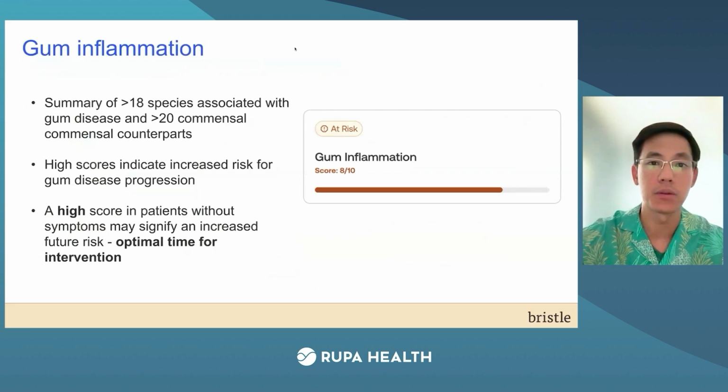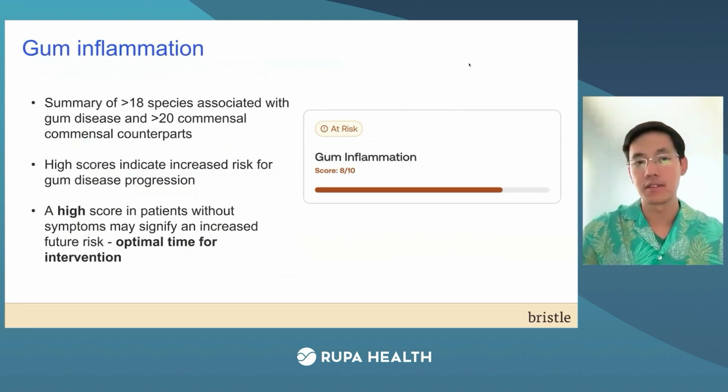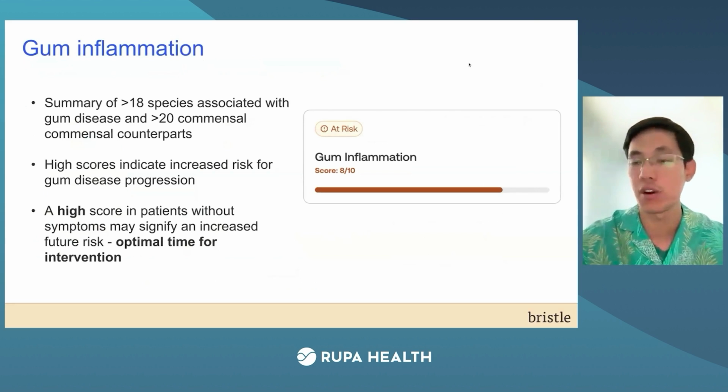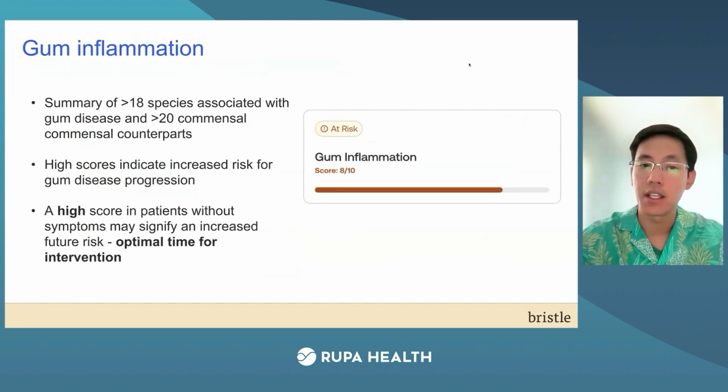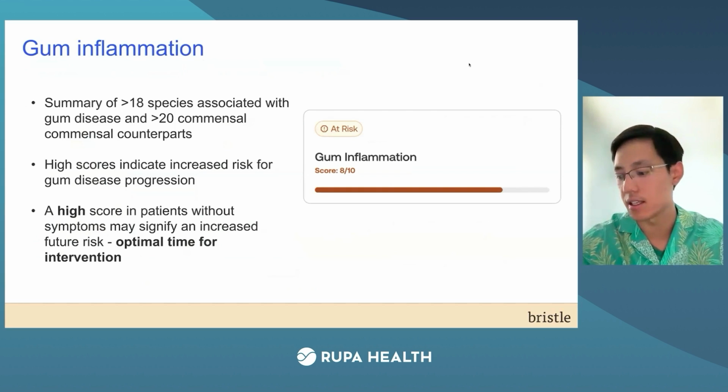And it tells you what the risk is of, just like in cavities, progression of disease. And so there's over 18 species for gum inflammation that go into the score and over 20 commensal counterparts. High scores typically indicate that someone may be at risk of periodontal disease. And periodontal disease is essentially when you get bone loss, it's not reversible.